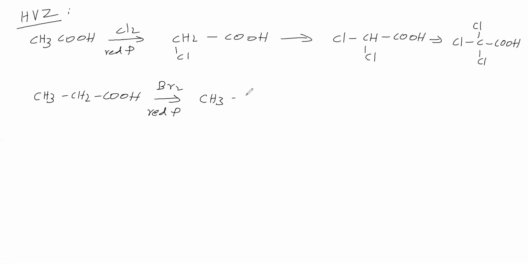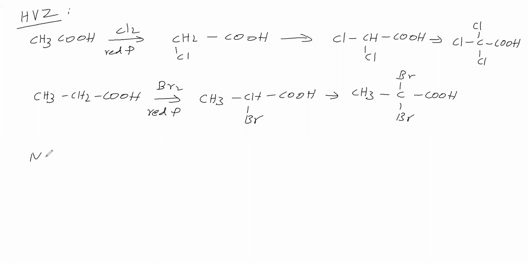So alpha hydrogen is replaced by halogen. HVZ reaction means alpha hydrogen is replaced by halogen, we can say. So such products are possible. Beta hydrogen will not be involved in the chemical reaction. Beta hydrogen is not involved in the chemical reaction. Only alpha hydrogen is involved in the chemical reaction.